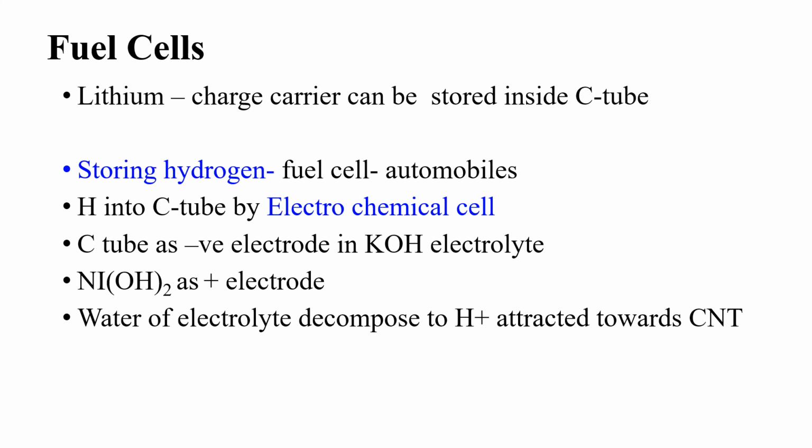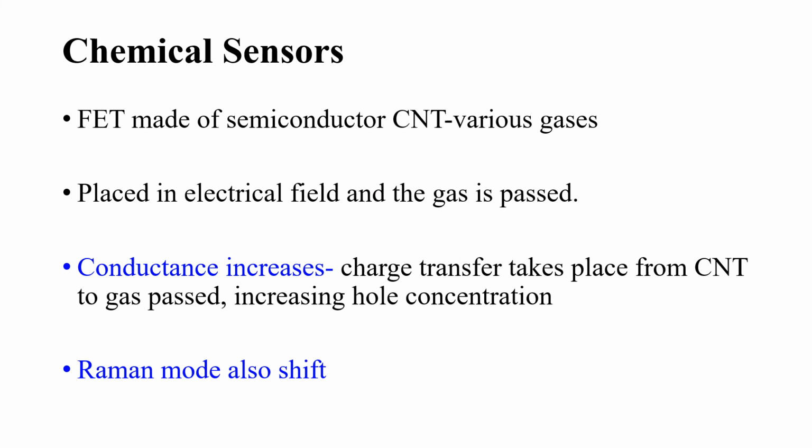Hydrogen is stored inside the tube by electrochemical cell reaction, in which carbon tube serves as the negative electrode, nickel hydroxide serves as the positive electrode, and KOH as the electrolyte. Water of the electrolyte decomposes to hydrogen ions which get deposited on the carbon nanotubes.